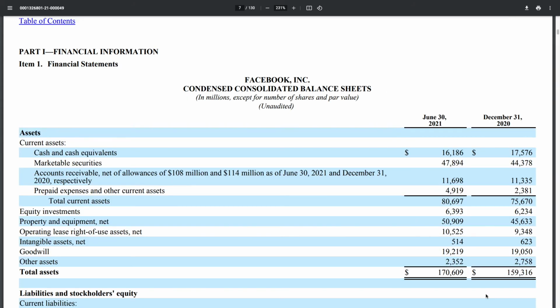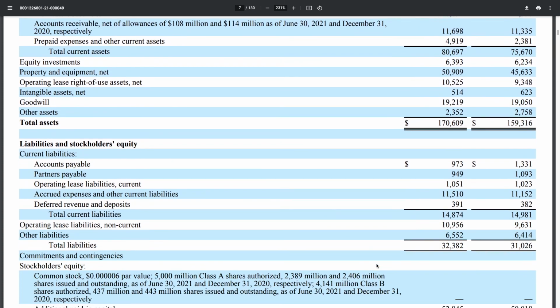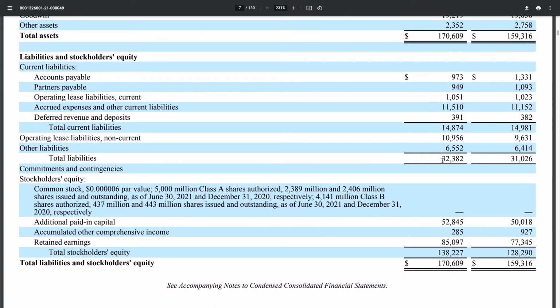And on the balance sheet, obviously the main thing is really to see the assets. The assets are increasing. So we can see here for Facebook, we've got 159,316 from last year and 176,009. So we can see that the assets are increasing. We can look at the total liabilities, and the total liabilities have slightly increased, but that's offset by the fact that the assets have increased by more. So we can see here that actually our stockholder equity has increased as a result. So it's now 138,227 for that. And there you'll see how it balances out, because the total liabilities and stockholder equity is 170,609, equal to the total assets.